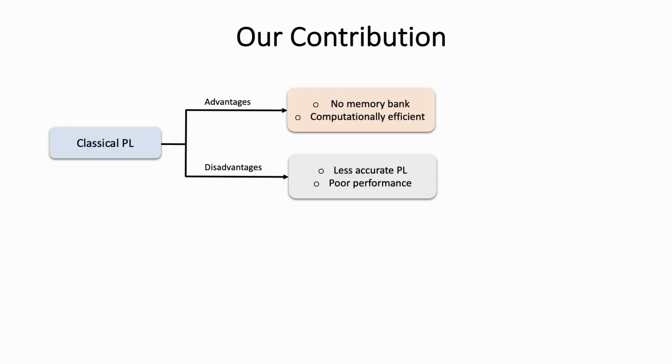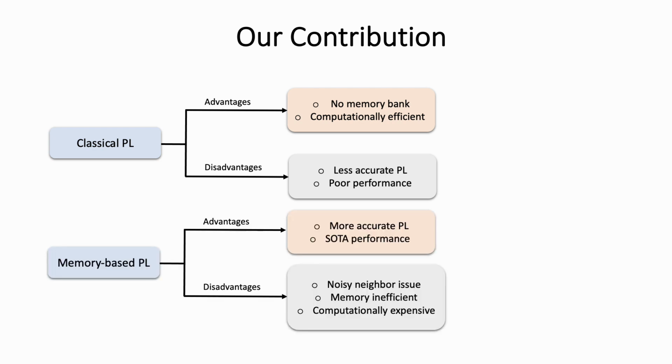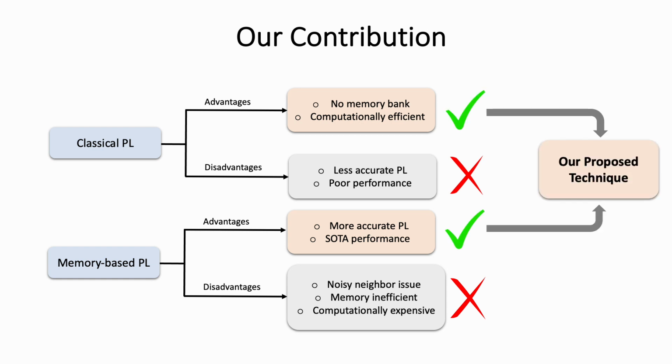We have addressed the issue of classical pseudo labeling, where we had less accurate pseudo labels and poor performance due to the bad quality of pseudo labels, but it also had the advantages of no memory bank and computational efficiency. And memory based pseudo labeling, which has been used by previous state of the art methods, has the advantages of more accurate pseudo labels and state of the art performance, but it also has the disadvantages of the noisy neighbor issue and memory inefficiency as well as computational expensiveness. Now if we want to design a new method, we obviously don't want to have these disadvantages, and we would like to have the advantages, and that is exactly what we propose in our technique, where we don't use any memory bank and we also produce more accurate pseudo labels than the current state of the art methods.